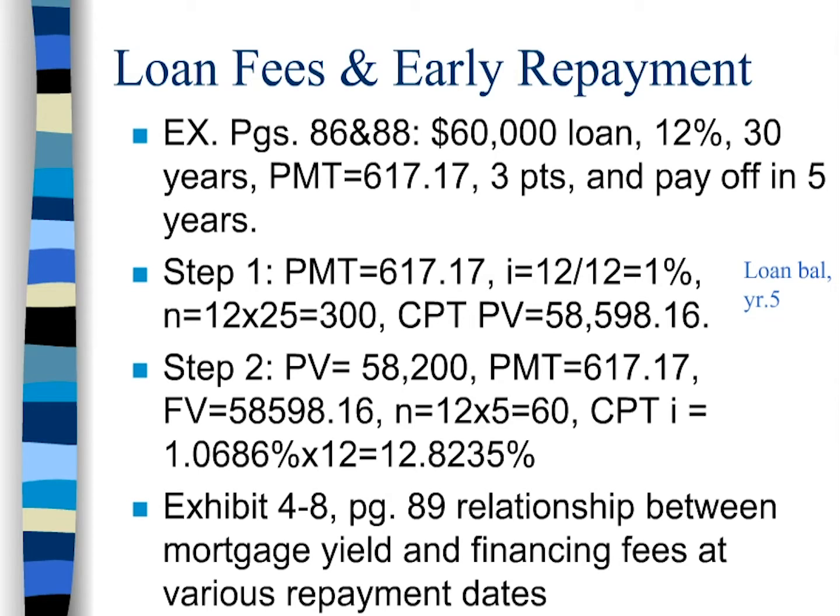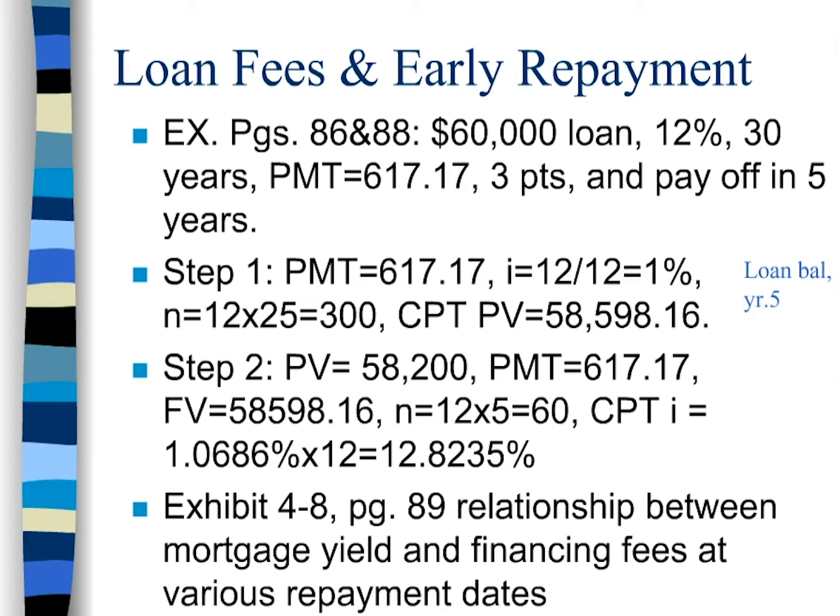$617.17, and now we use the future value, which would be the loan principal at the end of the 5th year, which we calculated in step 1, $58,598.16. Now that's a positive number. So the present value goes in as negative, but the payment and the future value as positives. Now in this case, the length of time, N, is 5 years, or 60 payments.